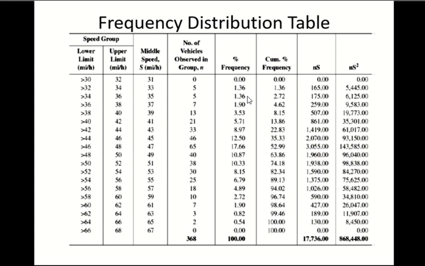The next value is 1.36, so 5 is 1.36% of 360. Clear? Next one, cumulative percentage frequency. So how do we cumulate? We add. The first value is as it is, the second is the addition of the first 2, the third is the addition of the first 3, and so on. Clear? And at the end you will reach how much? 100.